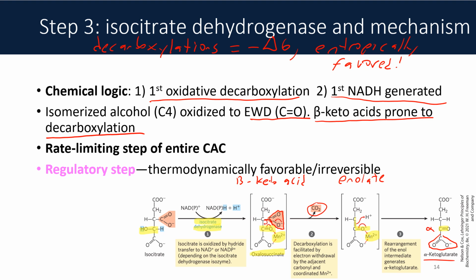So this is not only a key regulatory step for the citric acid cycle, but it's also the rate limiting step of the citric acid cycle. It's its pacemaker. The key downregulators, of course, is ATP, and our stimulators will be ADP and calcium, 2+.